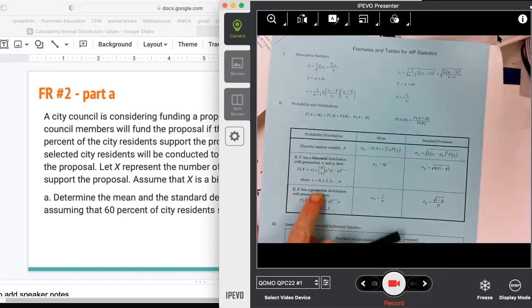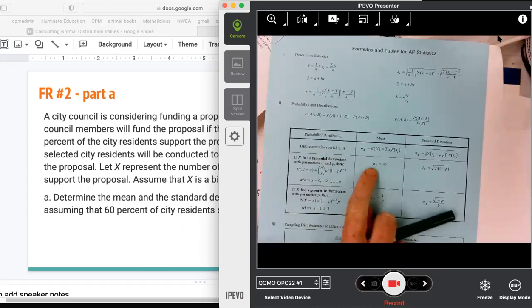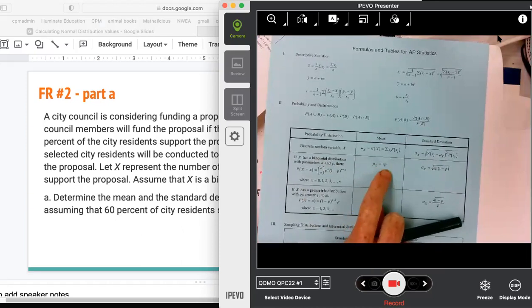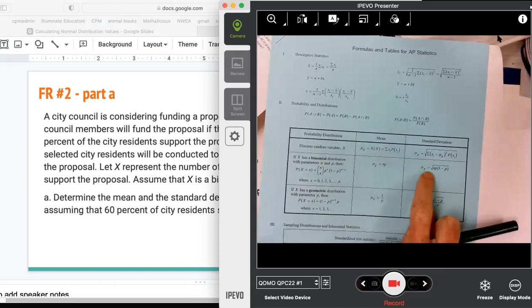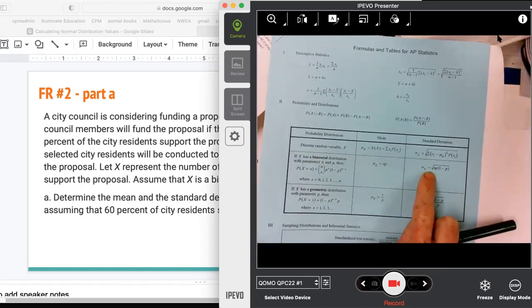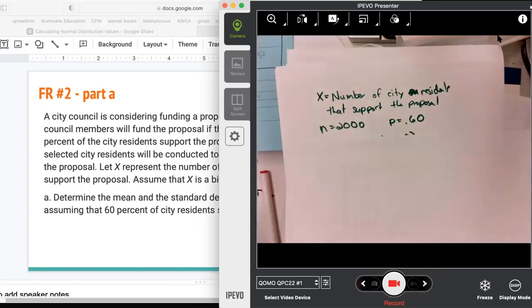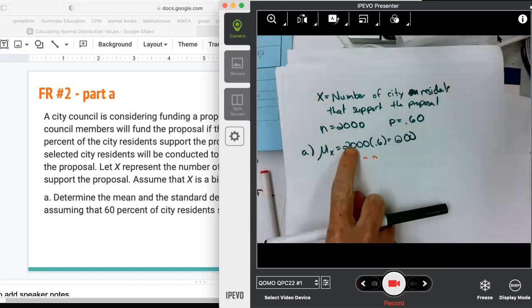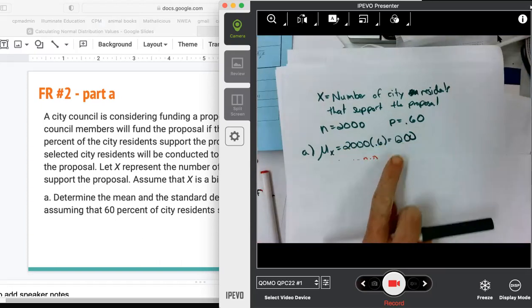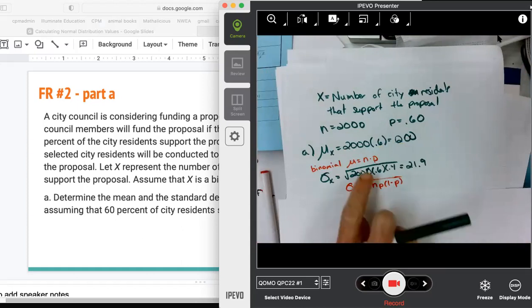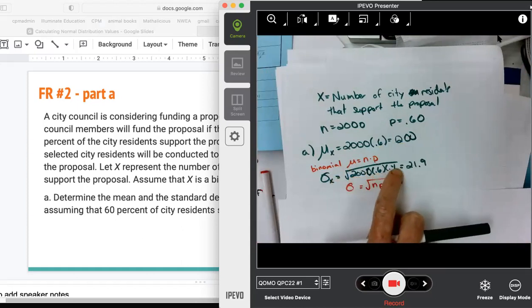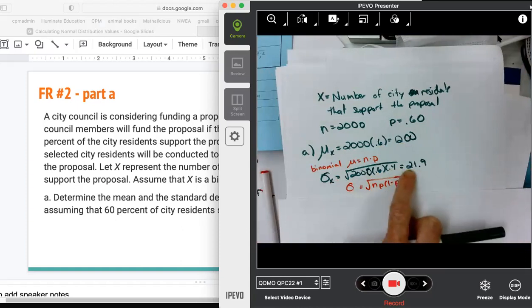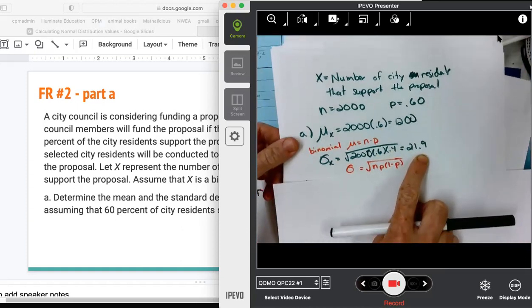If you're asked for some formulas, the binomial formulas are right here. The mean, I just take my sample size and multiply by the probability. So it's like my expected count. The standard deviation looks a lot like the standard deviation for a proportion, except the n is on the top instead of the bottom. So let's get started. For the mean, I just do 2,000 times 0.6, and I get 1,200. For the standard deviation, I do the square root of 2,000 times 0.6 times 0.4, which is really just 1 minus p. I get 21.9. Okay, on to the next part.